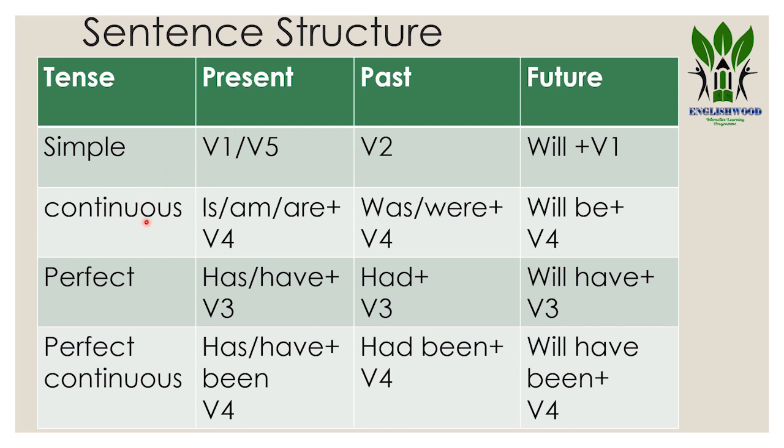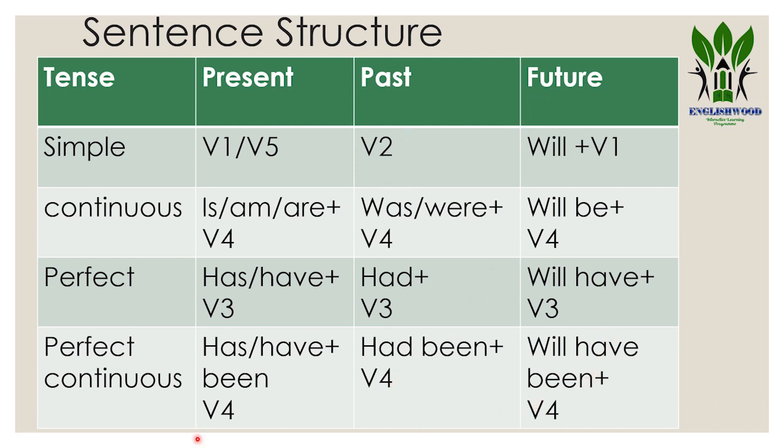Similarly, when it is present continuous tense, that means is/am/are plus verb 4, is eating, according to the previous example. Past continuous is was/were eating, and future continuous will be eating, verb 4. Then present perfect has/have eaten, verb 3. Past perfect had eaten, future perfect will have eaten. Similarly, present perfect continuous has/have plus been plus verb 4, eating. Then past perfect continuous had been plus verb 4, and future perfect continuous will have been plus verb 4.